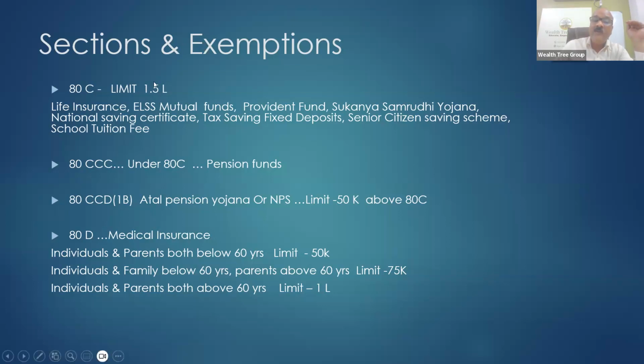You can go for 1.5 lakhs for 80C, and also you can take this NPS for another 50,000. You will also get exempted for that. That means 2 lakhs exemption you will get.